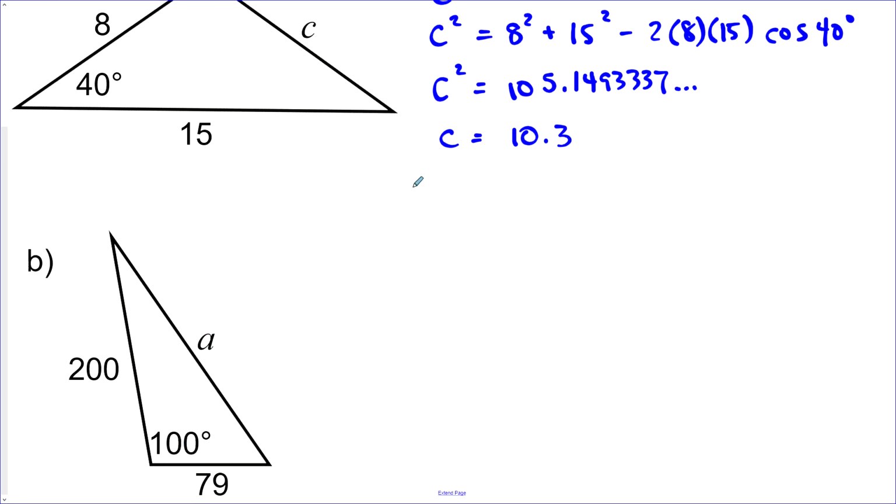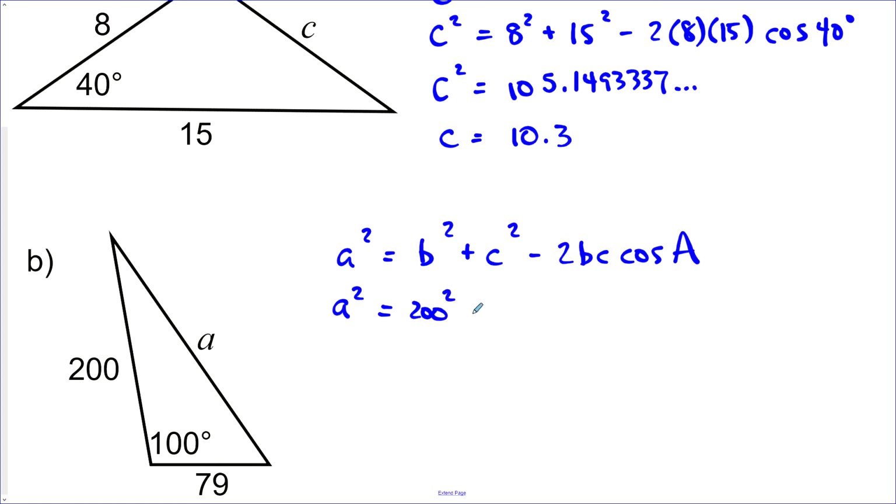So I'm going to rewrite the cosine equation like this. A squared is equal to B squared plus C squared minus 2BC cos A. This time I don't have A squared or A, so I'll just leave that. Fill in B and C, and we can put this in our calculator.